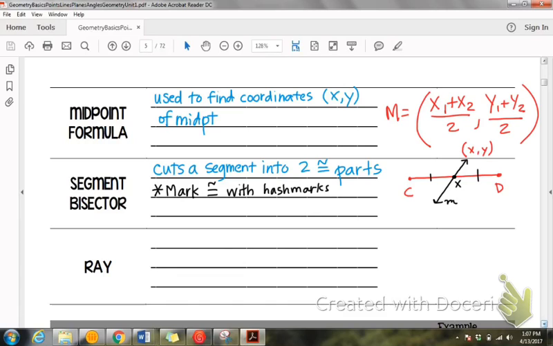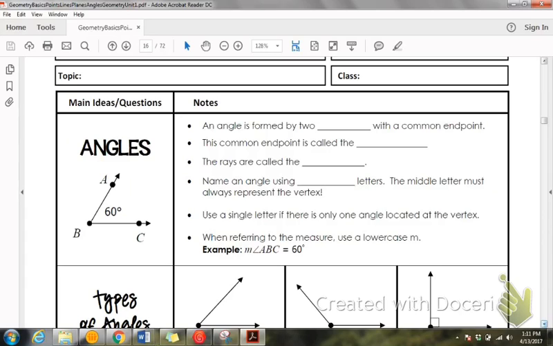Okay, let's go ahead and go to the angles now. We're going to skip and go to the angles section. So this is topic 1.3, angles and relationships.